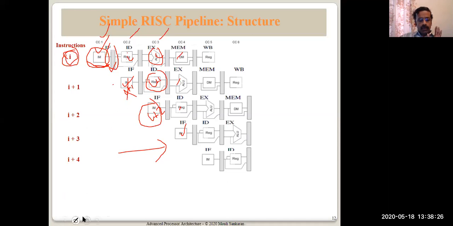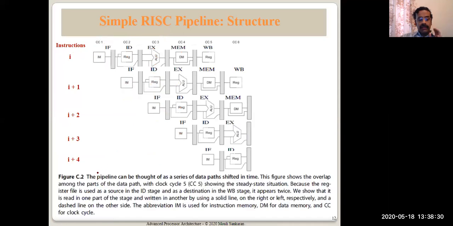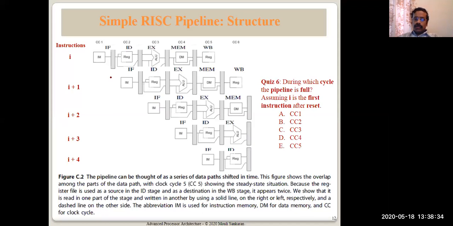These are temporary registers. Now I am going to ask you one question here. During which cycle is the pipeline full? When I say the pipeline is full, all the stages are busy with some instruction.